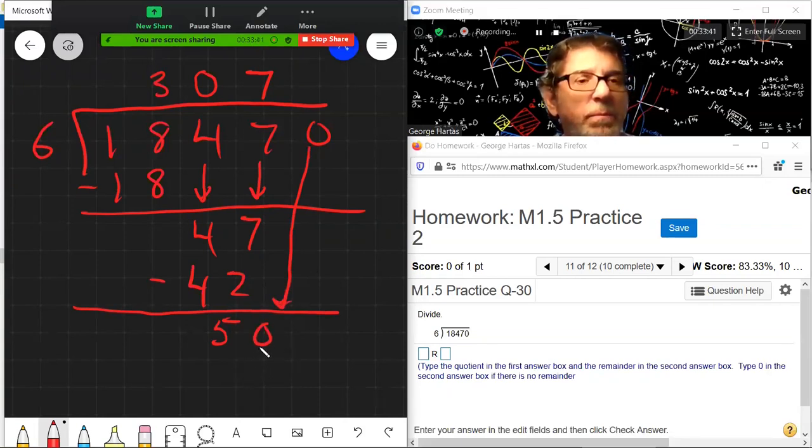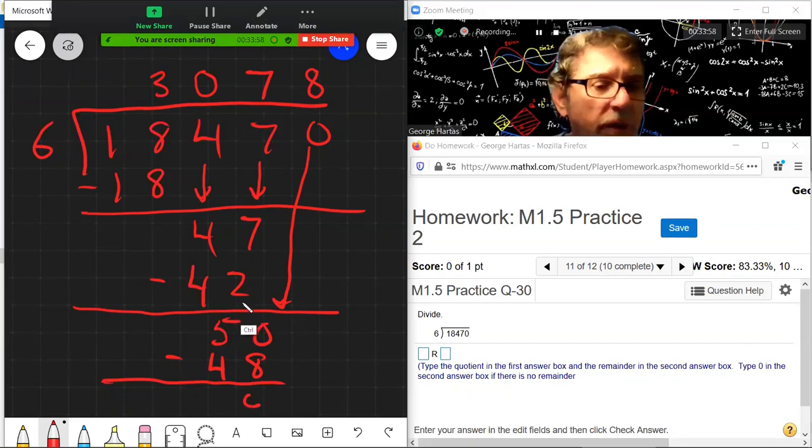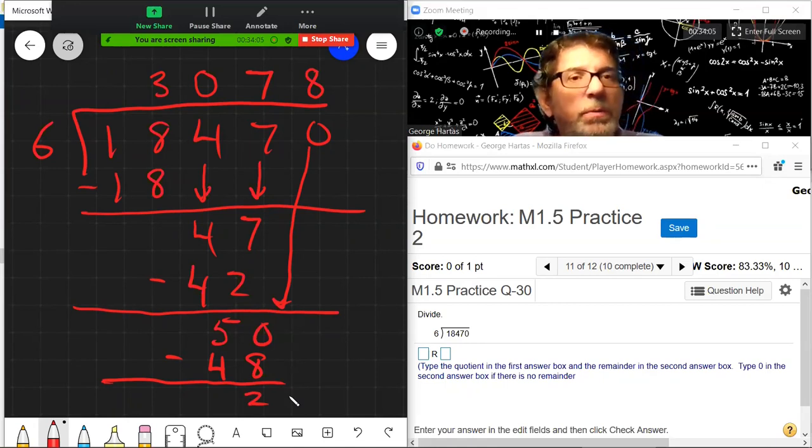50. 6 divides into 50 8 times, because 8 times 6 is 48. And our difference is 2. All right, so the remainder is 2. Our quotient is 3078, and our remainder is 2. So let's put that in there and see what happens.